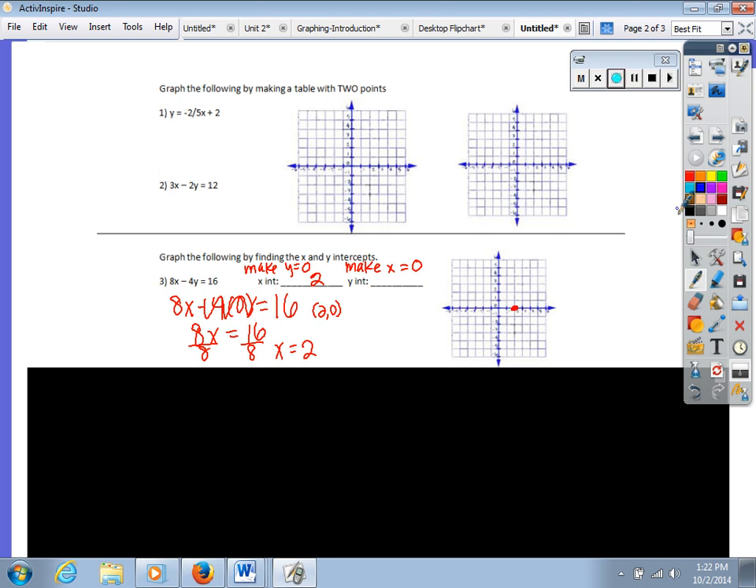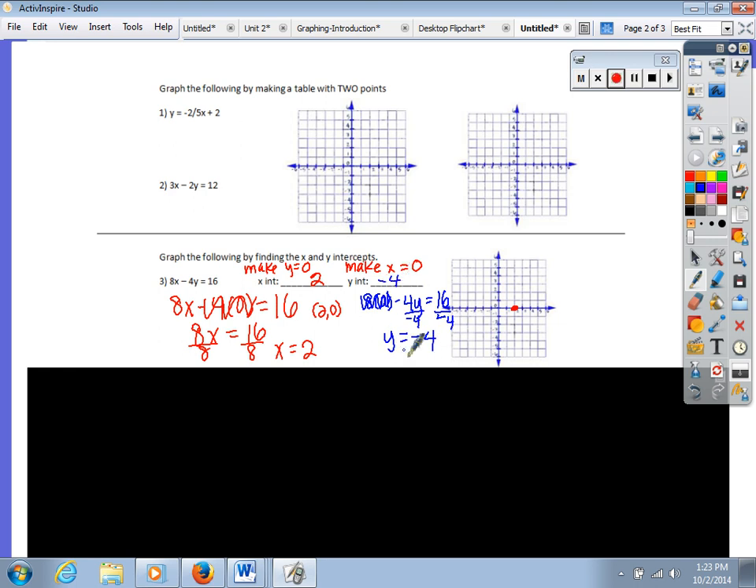All right, I'm going to do my y-intercept in blue. So for y-intercept, I'm going to go ahead and make x equal 0. So 8 times 0 minus 4y equals 16. Once again, anything times 0 just becomes 0. Then here I'd be left with this, so I could divide by negative 4. So I'm going to get y equals negative 4, and that's my y-intercept.